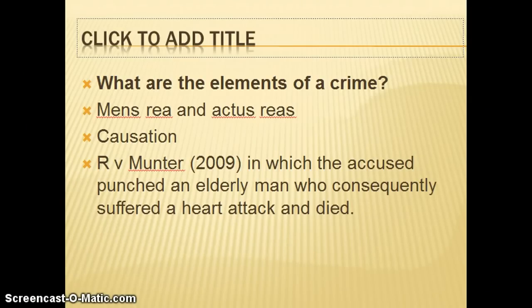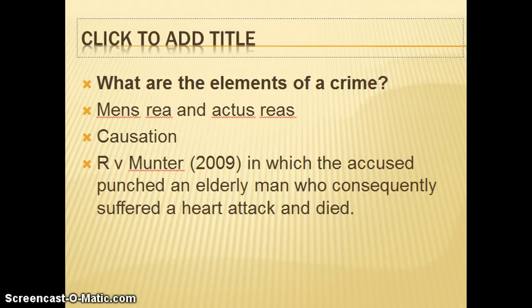A perfect example below here is R v Munter 2009, in which the accused punched an elderly man who consequently suffered a heart attack and died. So the causation is there. He punched him, he had a heart attack and died. So he can be charged with murder or manslaughter. You can look up the case to see what the result of that was.